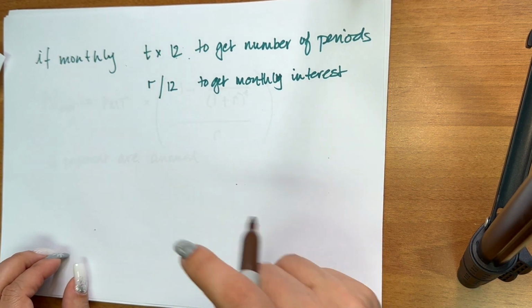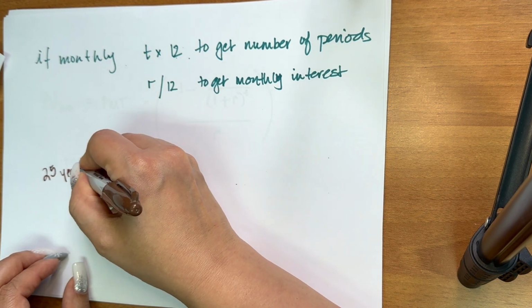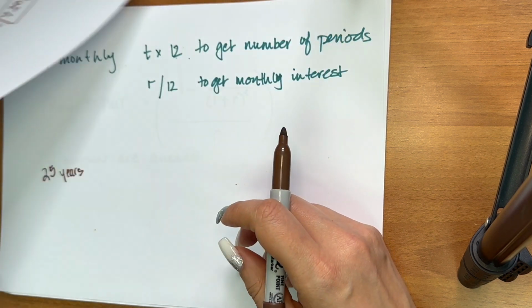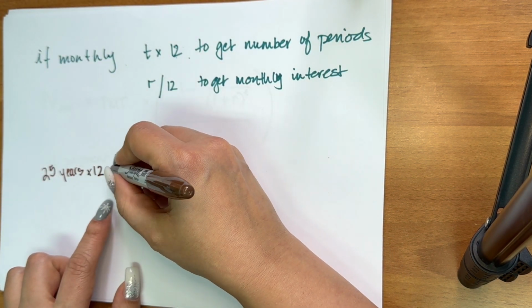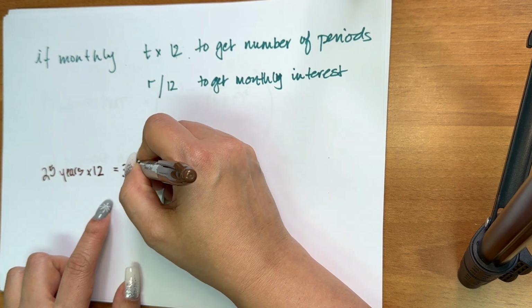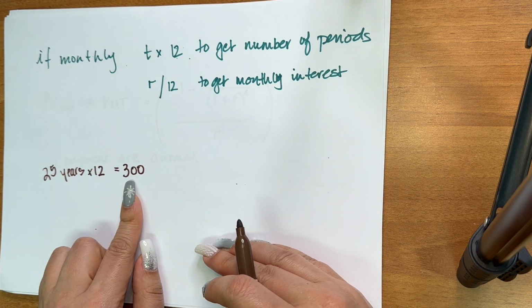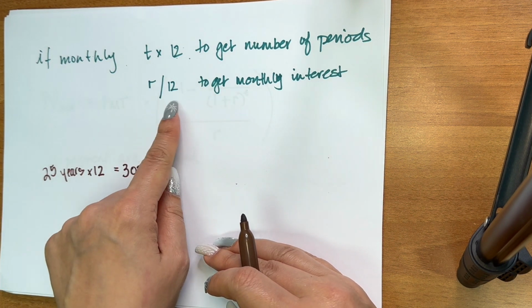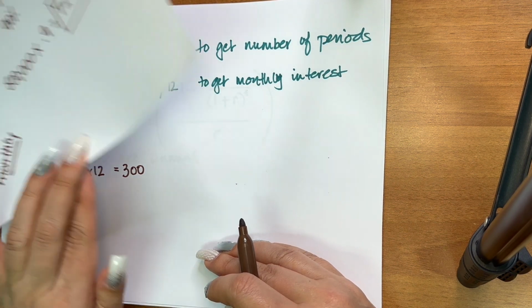In our example, it's 25 years. Remember, I said here it's 25 years. So I'll have to multiply that by 12. That gives me 300. Okay, so there are going to be 300 monthly payments for this mortgage.